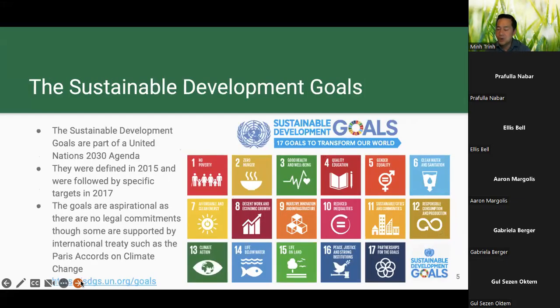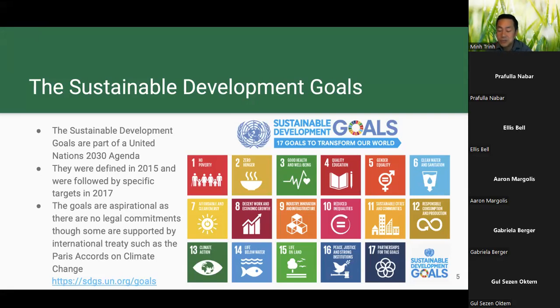Next slide, please. The Sustainable Development Goals, you might have heard of them if you're interested in development issues. They are part of the United Nations 2030 agenda. They are a series of 17 goals, which you have on the slide. They were defined in 2015, and they were followed by specific targets in 2017. These goals are, I would call them, aspirational, meaning that if we don't reach these goals, nobody is going to jail or anything. It's what the world wants to achieve.